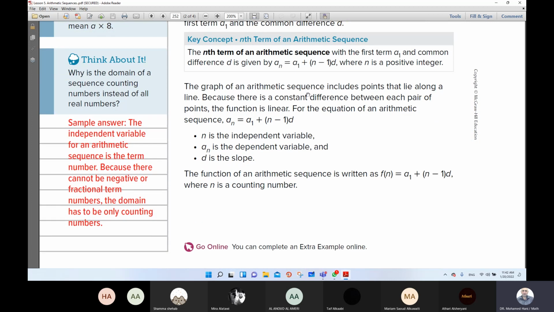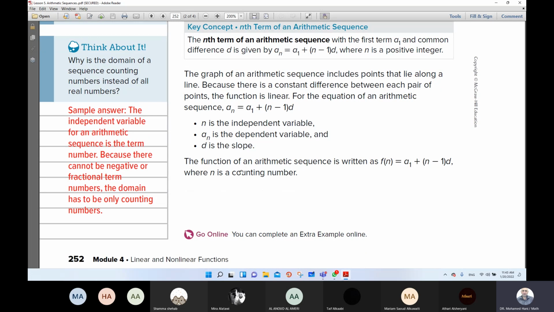The graph of an arithmetic sequence includes points that lie along a line, because there is a constant difference between each pair of points. The function is linear. For the equation of an arithmetic sequence, a_n equals a1 plus n minus 1 multiplied by d, n is the independent variable, a_n is the dependent variable, and d is the slope. So the function of an arithmetic sequence is written as f(n) equals a1 plus n minus 1 times d, where n is a counting number.